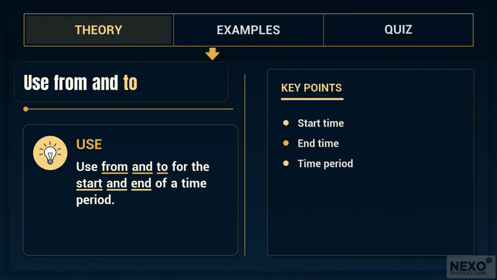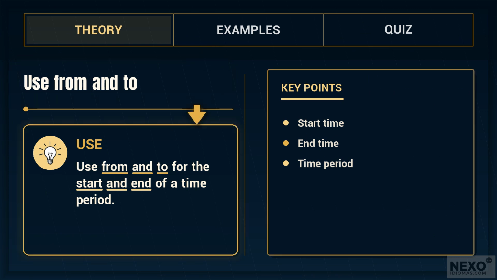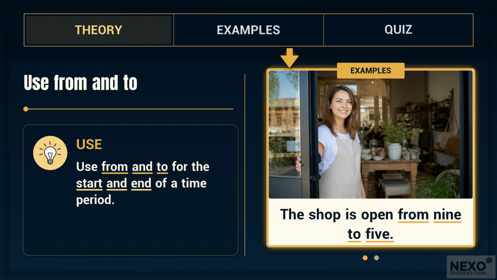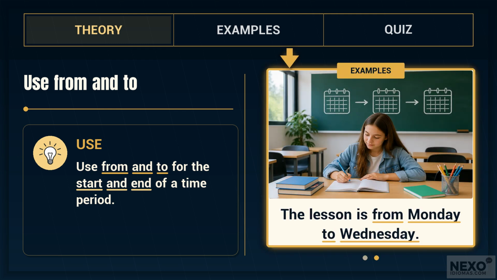Use from and to. Use from and to for the start and end of a time period. Example. The shop is open from 9 to 5. Example. The lesson is from Monday to Wednesday.